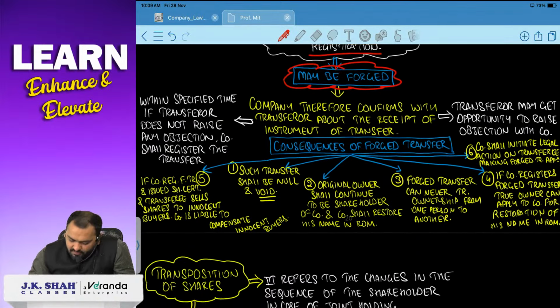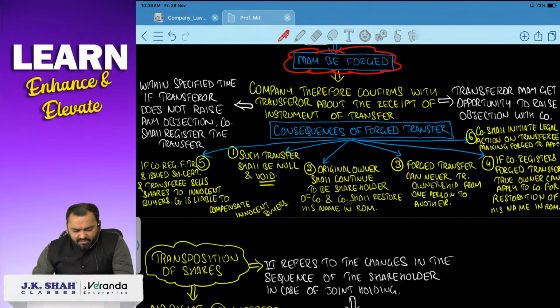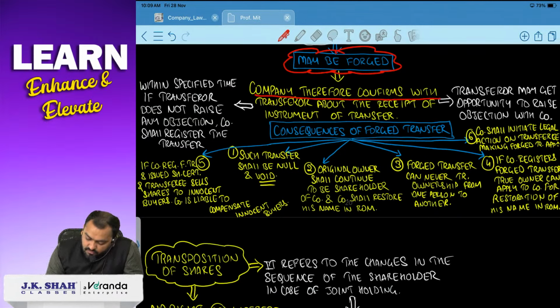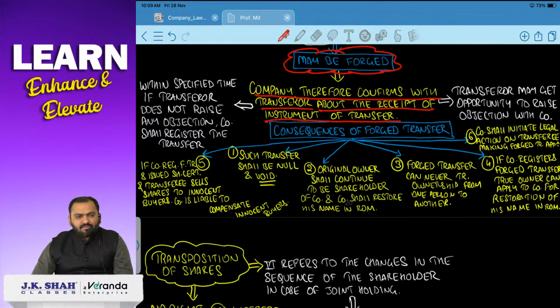Now, what will the company do? Will the company register the transfer or not? Firstly, whenever the company gets this application, the company confirms with the transferor about the receipt of the instrument of transfer. Let's say, for example, the transferee is making an application to the company and that instrument of transfer is forged, that application is forged.